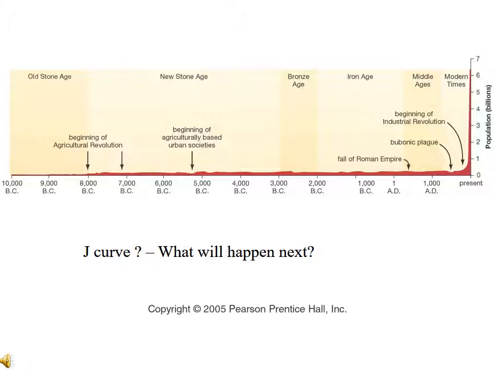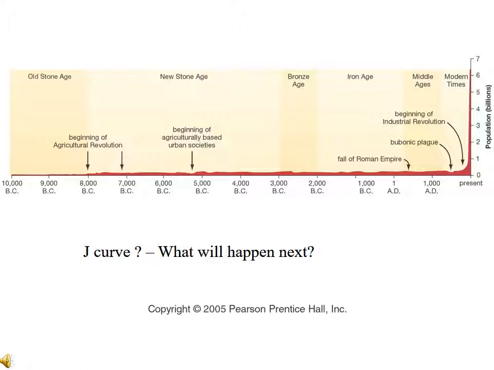It certainly does have the appearance of a dramatic J curve. Now, we have reached this dramatic J curve because we have eliminated disease, we have increased our ability to provide food. Basically, we are almost resource unlimited. And when resources are unlimited, population will grow exponentially, as you see to your right.